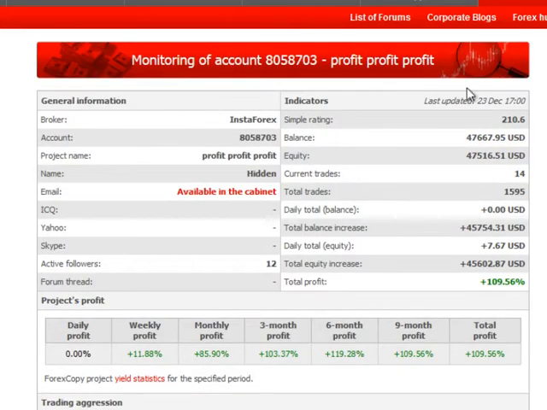So basically now we're on the profit traders page, and as you can see, this trader has been consistently profitable over the total period of 9 months, with a weekly profit of about 11%, monthly profit of 85%, 3 months profit of 100, 6 months profit of 119, 9 months profit of 109, and total profit of 109%.